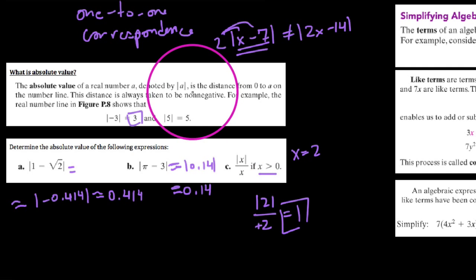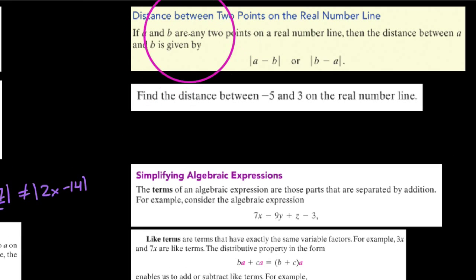So remember, absolute value is just the distance from 0 to a given number on the number line. It's always non-negative, okay? So really quickly, we say the distance between 2 points on the real number line. A really quick way to do this is always say that if A and B are any 2 points on a number line, the distance between them, A and B, is given by this. So it's the absolute value of their differences. Okay, you could subtract in any order you want. It's always going to be the distance between these two numbers.